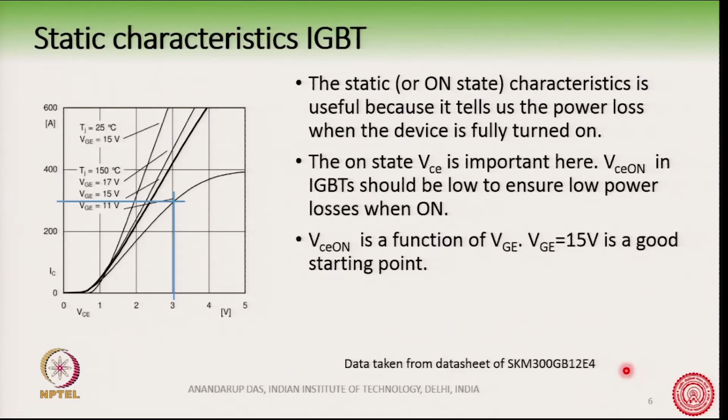Now, one thing you observe here is that VCE on is a function of VGE. You can see here several curves, and these curves change according to the gate emitter voltage. So, the gate emitter voltage is what is controlling the collector emitter voltage. Okay. So, the higher the value of VGE, you can see that for a specific value of IC, higher values of VGE will cause a lower value of VCE.